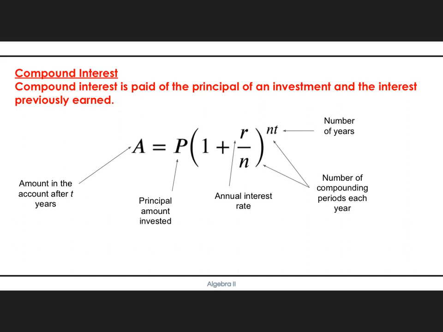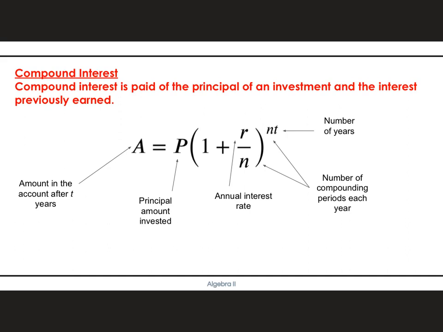Okay, so your formula for compound interest says A is equal to P times 1 plus R over N to the NT power. So let's talk about what each of these letters mean. A is going to be the amount in the account after however many years of interest you've been paid. P is going to be your principal amount invested, your initial investment, how much you put in at the beginning, times 1 plus R, which is your interest rate, over N, and you see N twice because it's also to the NT power.